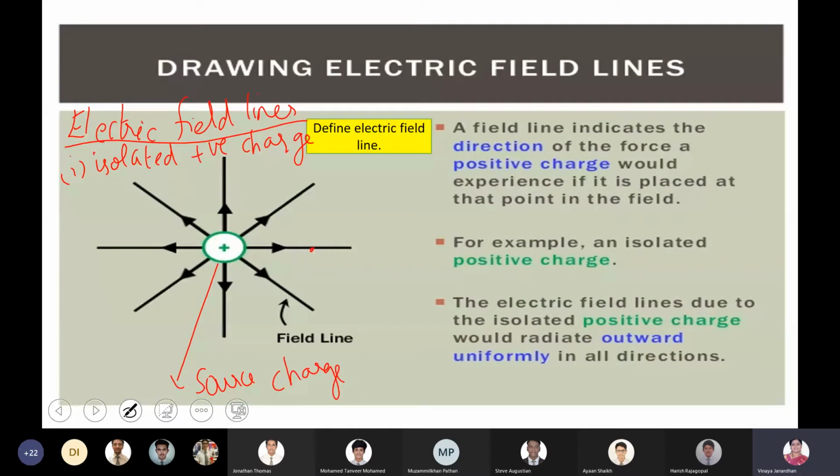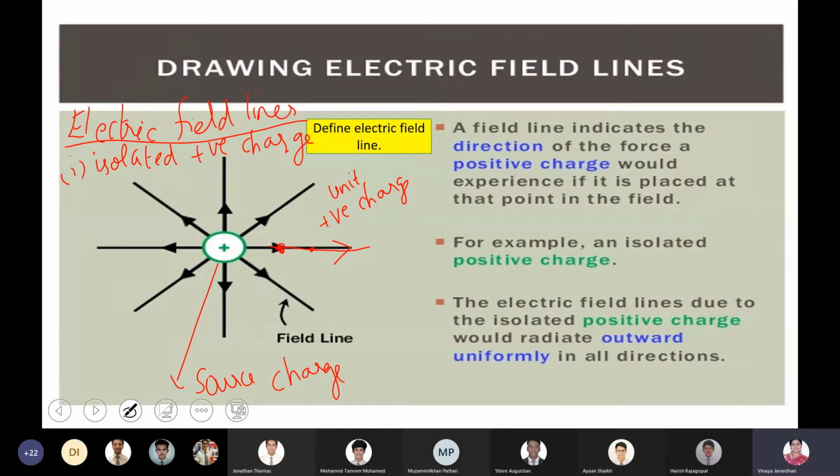If I keep a small unit positive charge somewhere at one point, that will experience a force. Suppose I keep it over here, it experiences a force and moves. And the path in which it moves gives you the direction of the electric field. If I place it over here, it moves, and that direction gives you the electric field line. So always it is radially outward. Can you see the arrows?